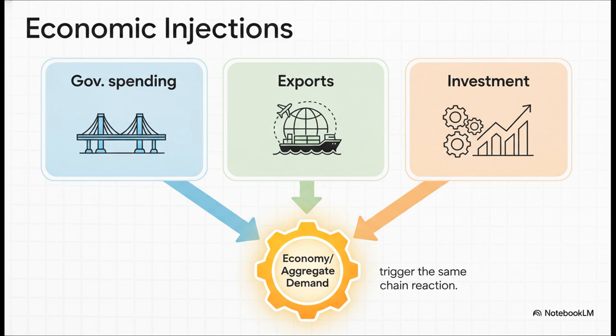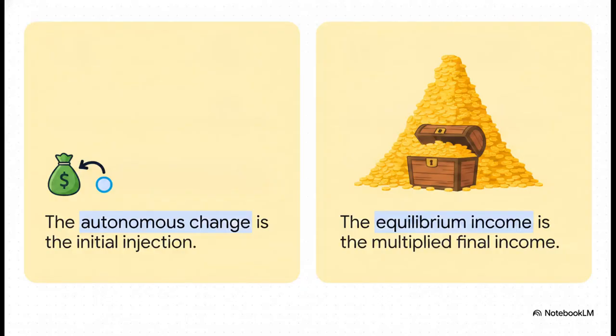Or think about private investment. When businesses invest in new tech or factories, it drives higher productivity and therefore more output. Literally any of these things can shift aggregate demand and kick off that incredible chain reaction of spending we just talked about. Okay, to really grasp the mechanics behind this, and don't worry, we won't get too bogged down in the math, we have to look at two distinct concepts. We have autonomous change, and we have equilibrium real income. Sound intimidating? Let's break it down.